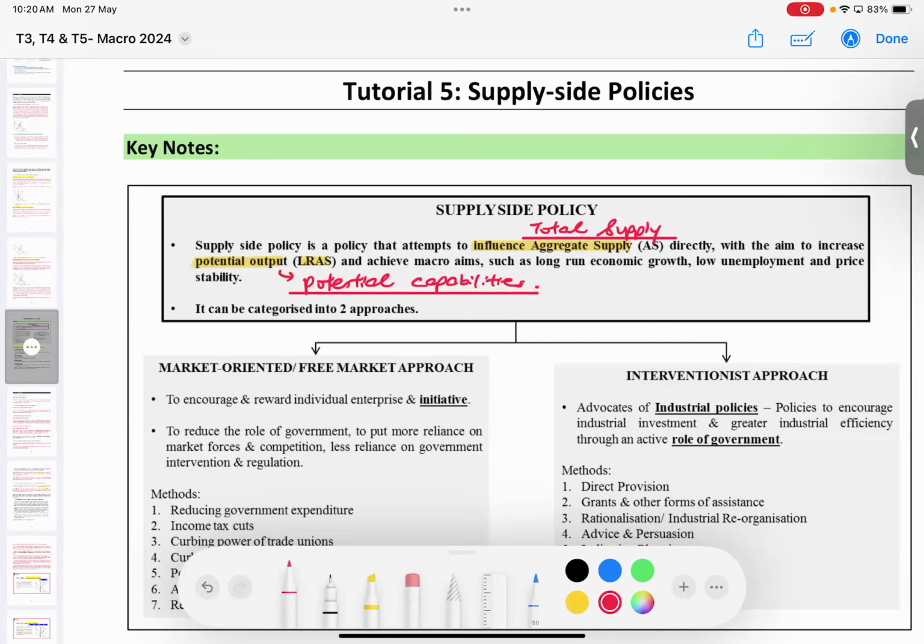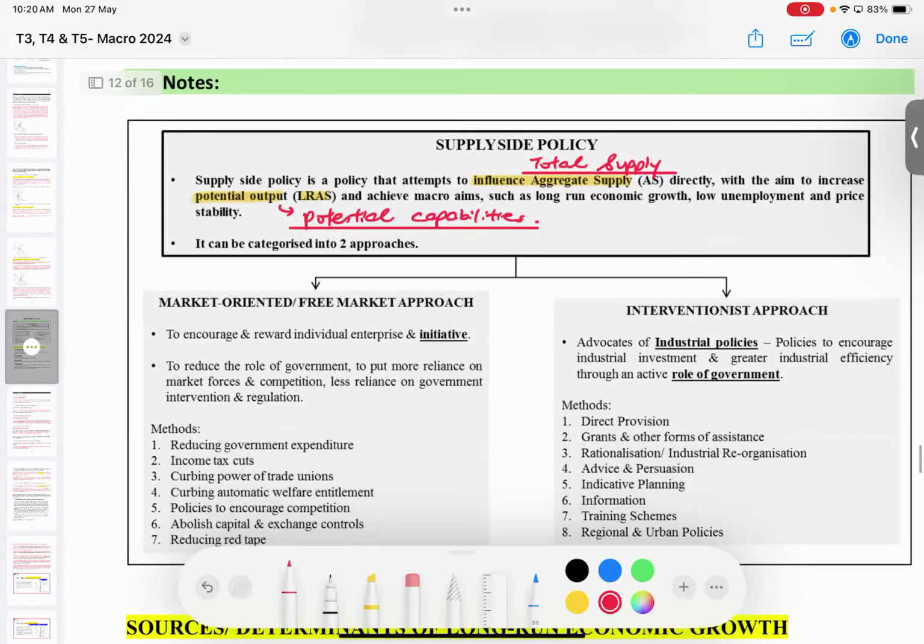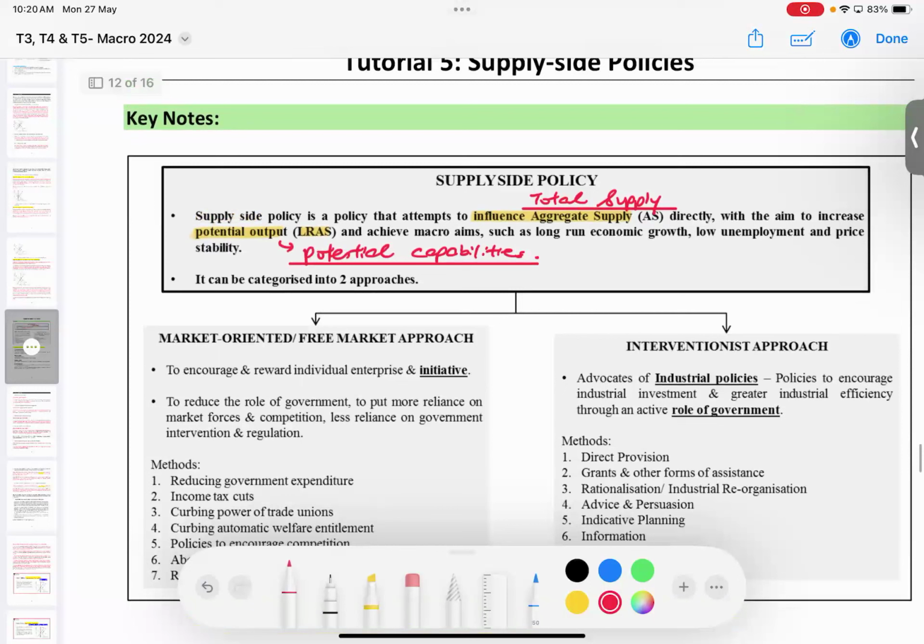So for supply side, the focus is to influence the total supply itself and to increase the potential capabilities. So what are the instruments of supply side policies? Usually when we talk about training, education, improvement of human capital, all these are under the category of supply side. As long as the impact is to influence the total supply, we can call it supply side policy.